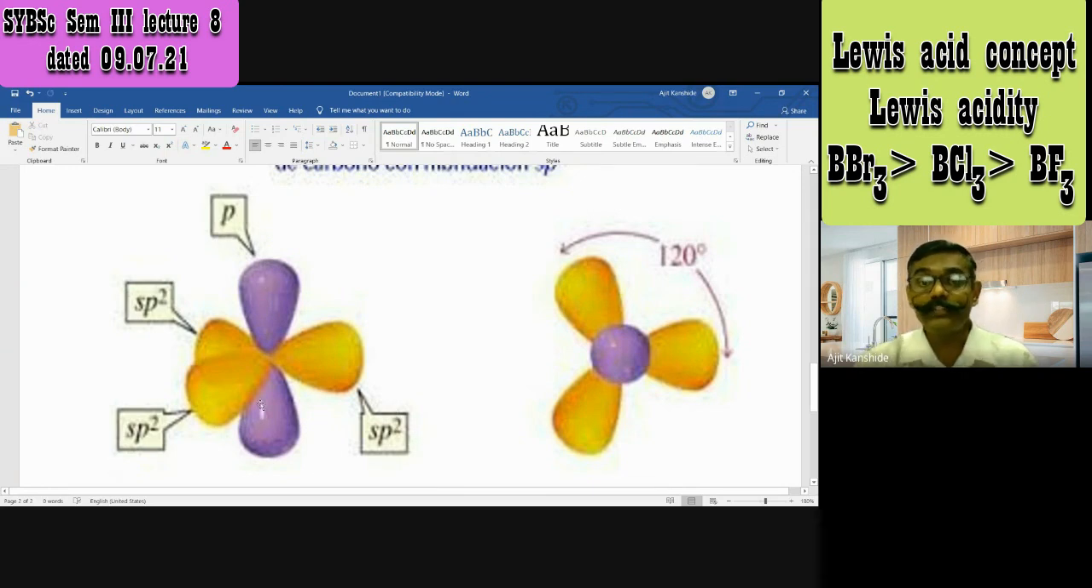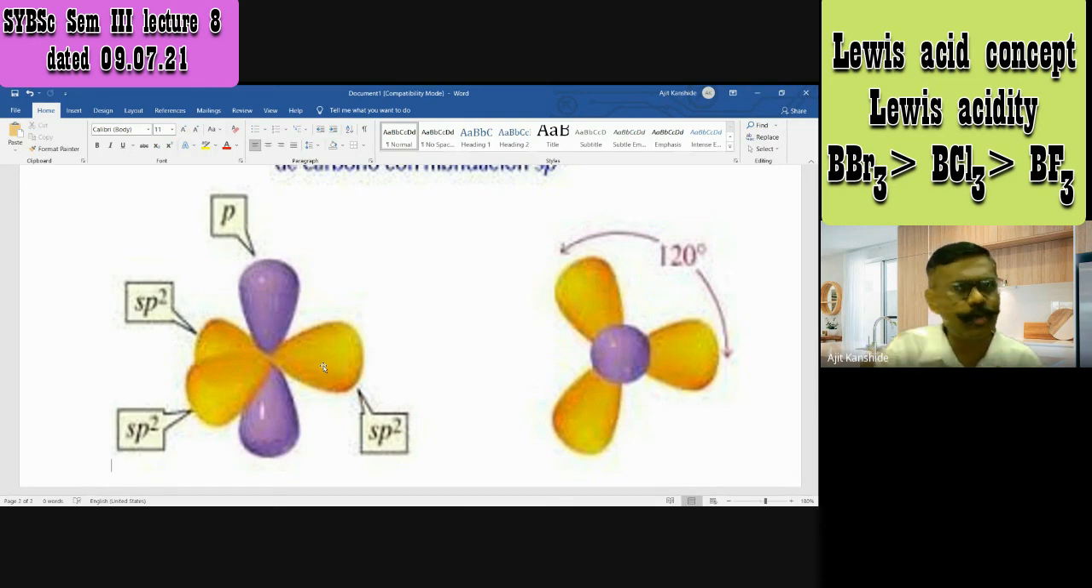It means BF3 is electron deficient. It is lacking electrons, so it has a vigor to take electrons. Like HCl is an H plus containing compound, it has vigor to give that H plus. NaOH has OH minus, so it has a vigor to give OH minus. So every compound remains with its own tendency. So BF3 and these compounds of boron, BH3, BF3, BCl3, BBr3, BI3, have the tendency to take a lone pair. Therefore, they are Lewis acids.